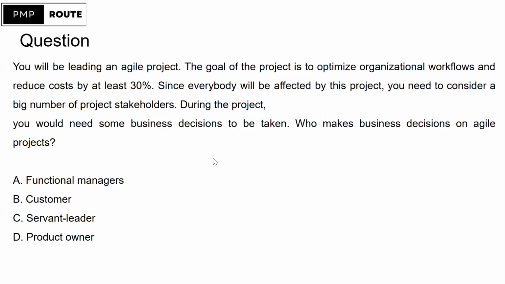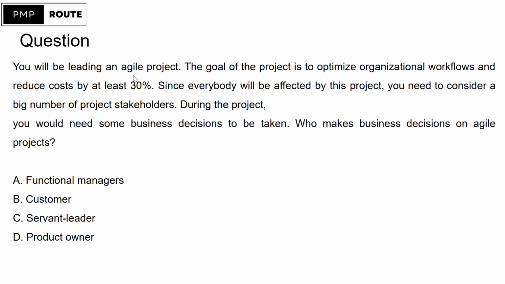So before we close this session, we are going to answer a question together. This is an example question. If I want to read this question, I see that the situation is like three sentences. So before reading the situation, I'll read the question. Who makes business decisions on agile projects? I know the question already. So I'll go and read the situation.